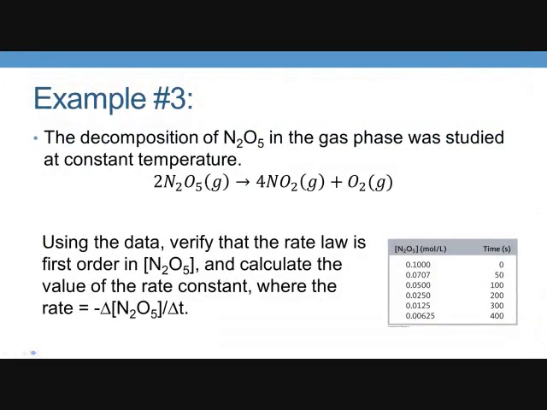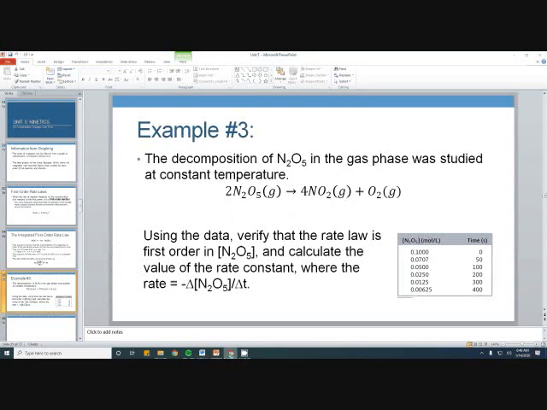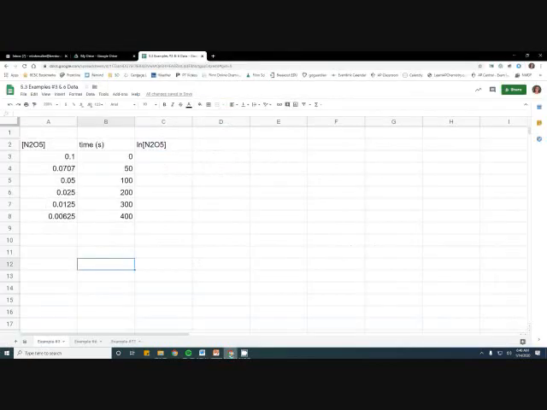Okay, so you can do this in your graphing calculator. You can do this in Desmos. I do it on Google Sheets because that's what I have queued up. So I've already inputted the time values and the concentration values. Okay, but to verify that it's first order, we have to graph the natural log. So we need to find the natural logs of all of the concentrations.